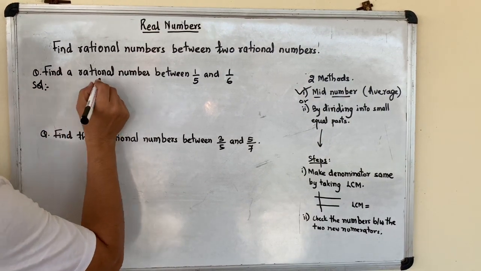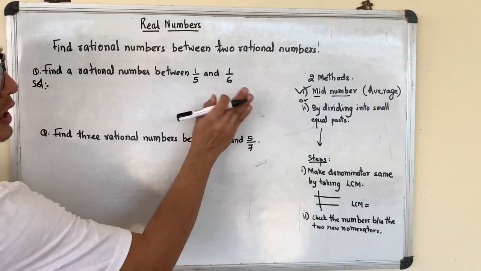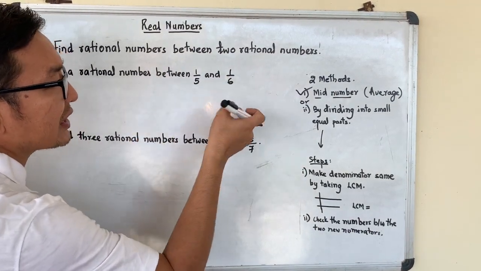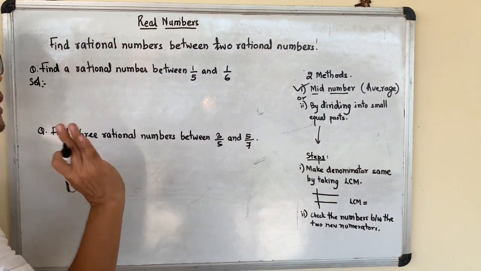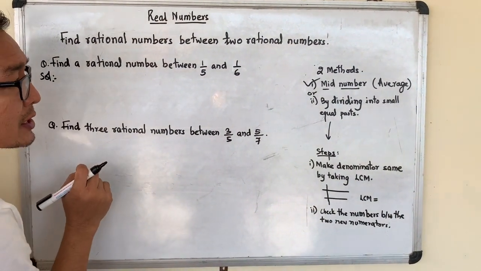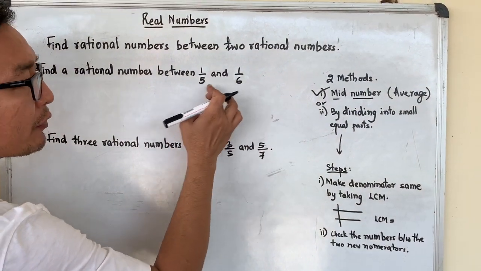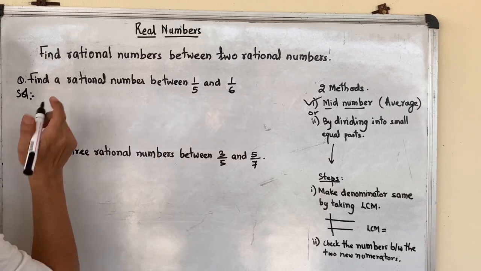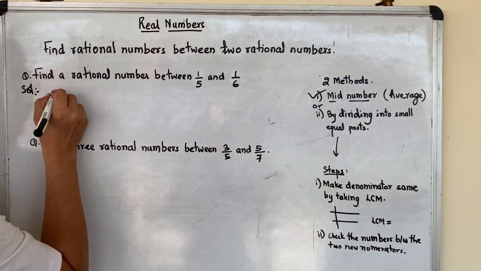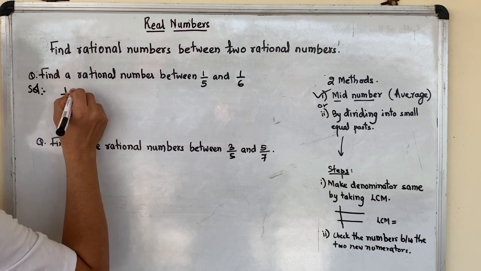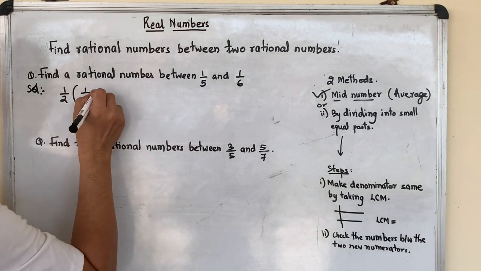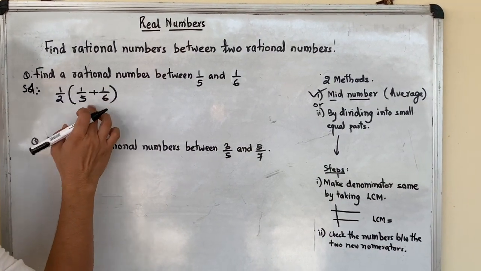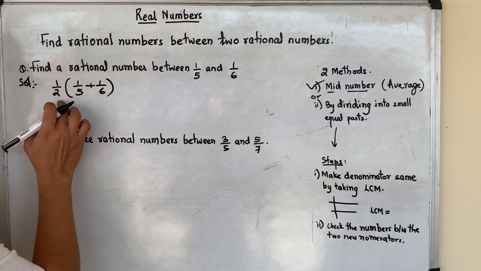Find a rational number between 1/5 and 1/6. What we need to do is find the average of these two numbers and get the middlemost number of these two numbers. This number is the average of these two numbers, that is 1/5 and 1/6. So, the average number is the sum of the numbers divided by 2. That is how we find the average of the two numbers.